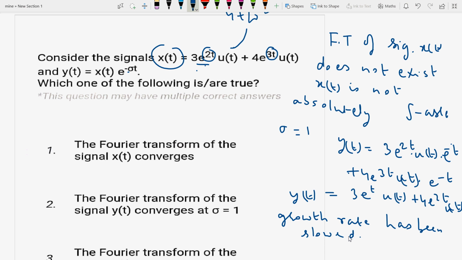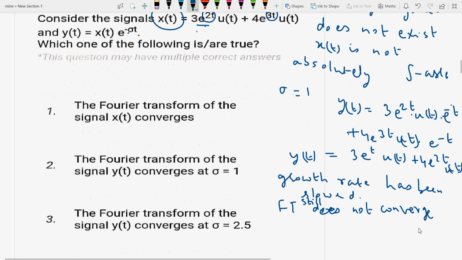But the Fourier transform still does not converge, right? So again, the second option is not true. The Fourier transform of the signal converges at sigma equal to 1? No. Again, it is of growing nature. It is also not true because it is of growing nature. A growing exponential is given in the question, so that's why it will not converge at all.